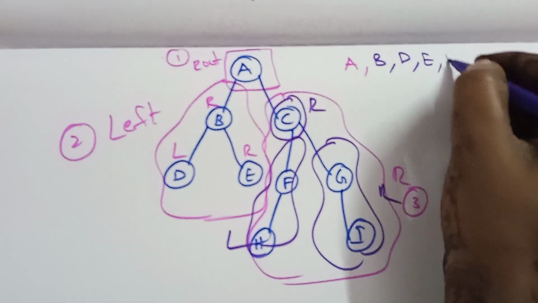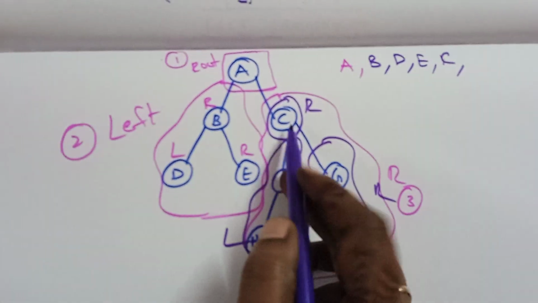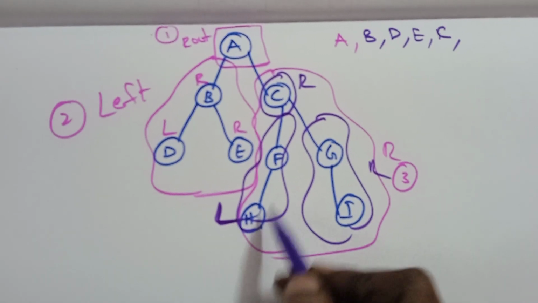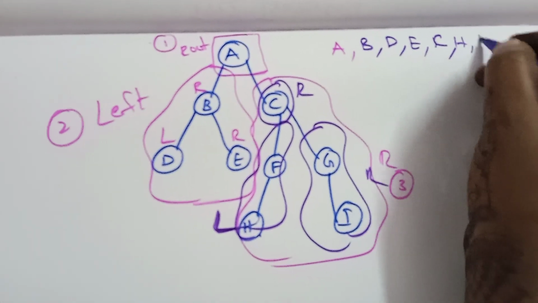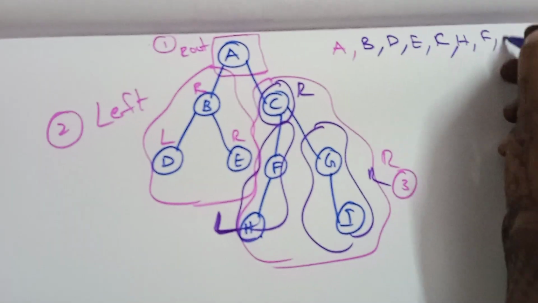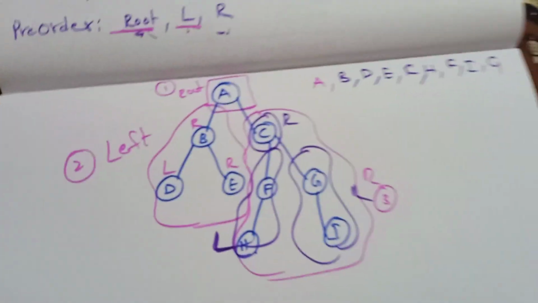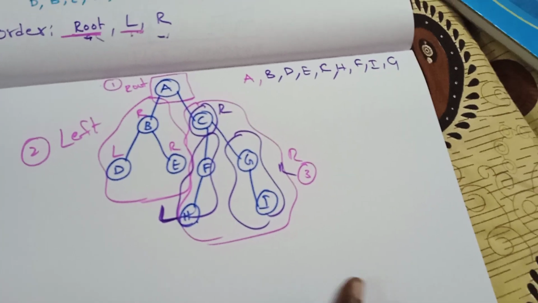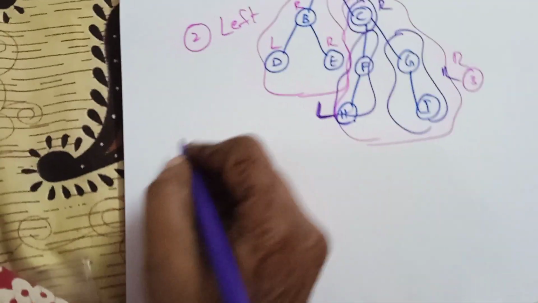Now here C will come. Root node. Next, left node. What is left? H and F. Now right side, I comma G. That is pre-order. Now what is post-order?